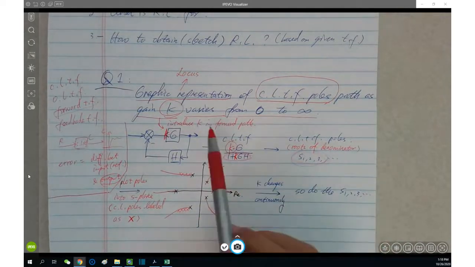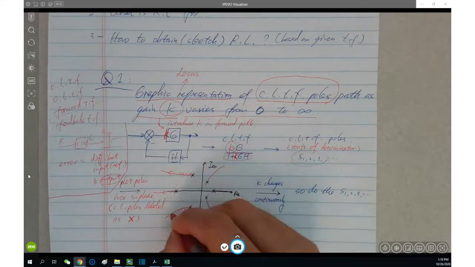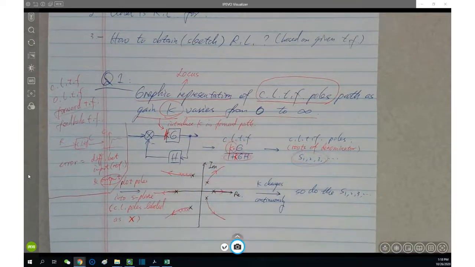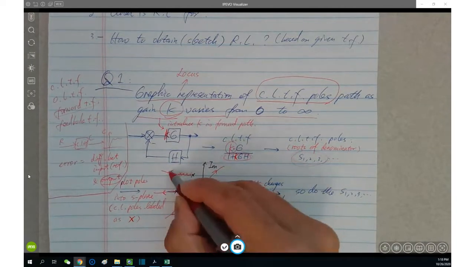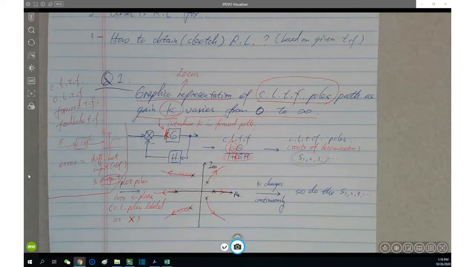And since your change of K is from 0 towards infinity rather than from infinity to 0, that means K has a direction, right? It's one way changing. Therefore, so does the root locus in red. It's changing towards a certain direction, one way. So root locus has direction because the change of K has direction.